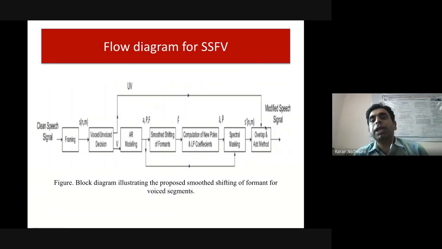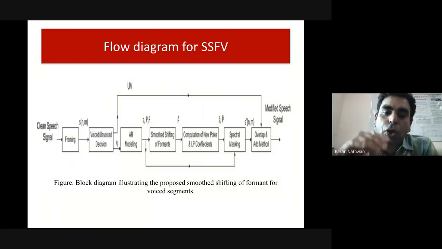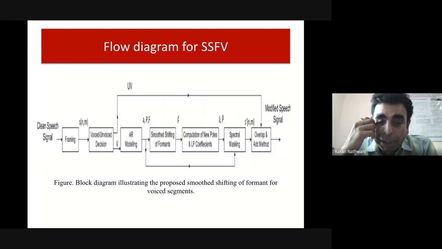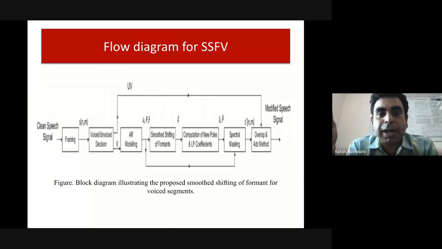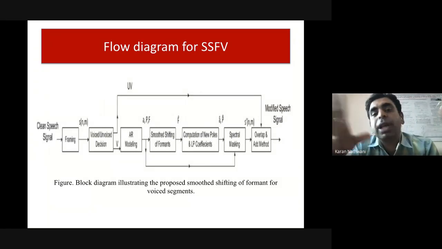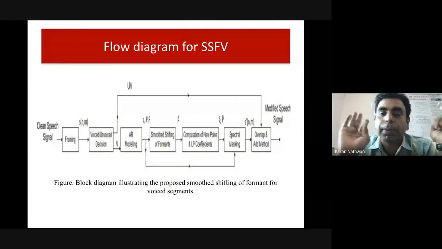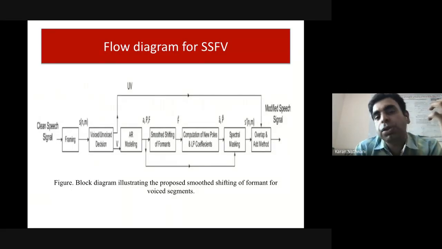This has also been asked, like in the literature, why we did this. You may be wondering why we did not touch the unvoiced. The reason is quite clear. For unvoiced segments, if you do the shifting, you may end up with artifacts which may be very lethal for intelligibility. That is what is there in the literature, and we follow that knowledge, and we didn't do anything on the unvoiced segments. So this is the complete proposed method for the smooth shifting of the formants for the voiced segments.